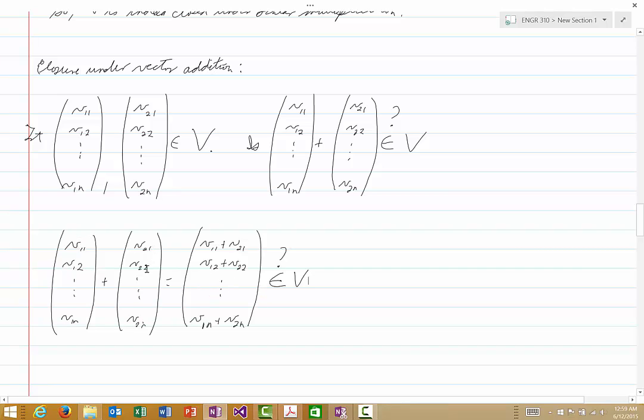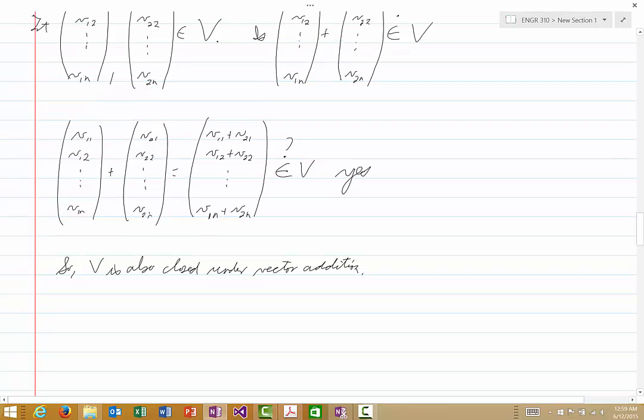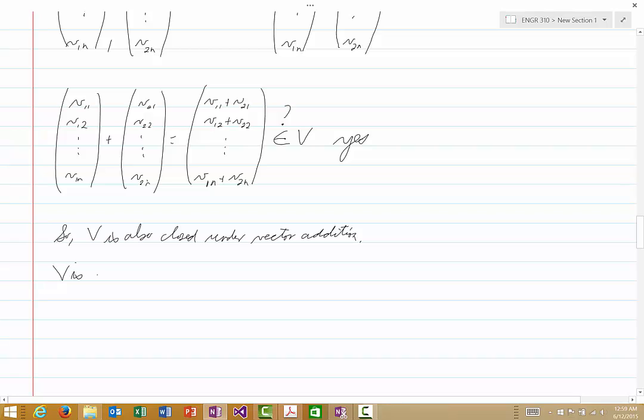But remember, since these two individual vectors are both in V, the first n minus 2 components of this vector are 0, and the first n minus 2 components of this vector are 0, and so when we add them, the first n minus 2 components of the sum vector will indeed be 0, and so therefore the answer is yes. So V is also closed under vector addition, and V is indeed a vector space.